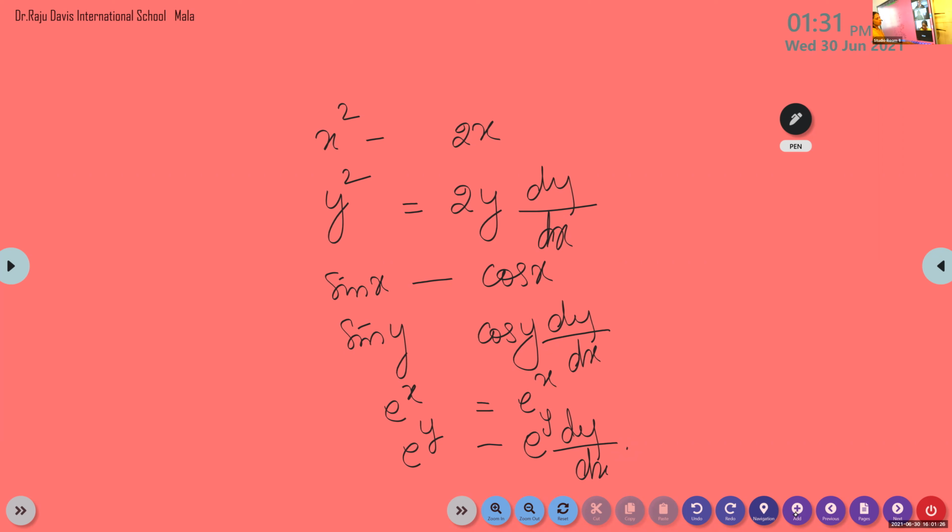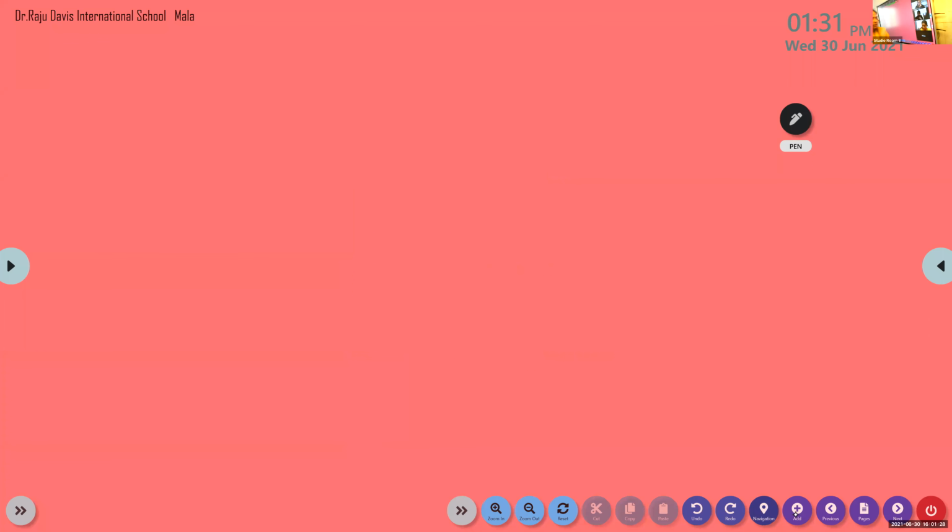Okay, now let's do some problems based on that. Write the question. For the exam, they will not give "differentiate using implicit functions" and all. We have to identify from the problem. Write the question.